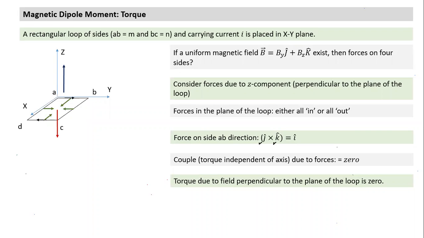Okay. So in this particular case, why is torque not there? Again, if you mark the direction of the dipole moment vector, this is the direction of the dipole moment vector, and this is the direction of B. The angle between them is 180, and no torque is acting.